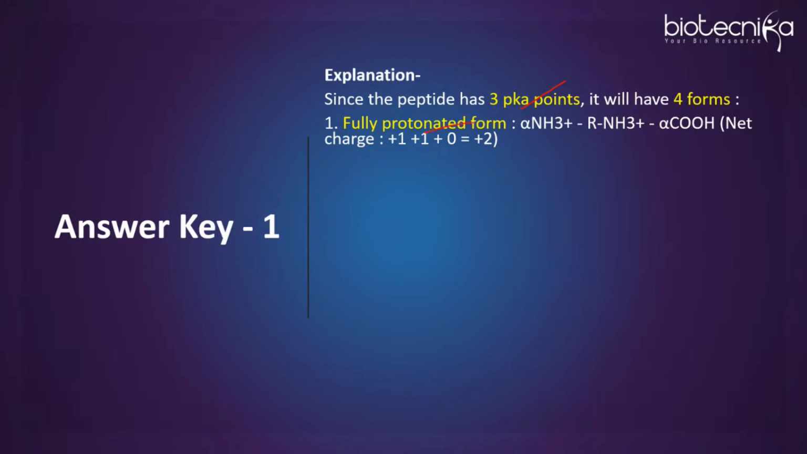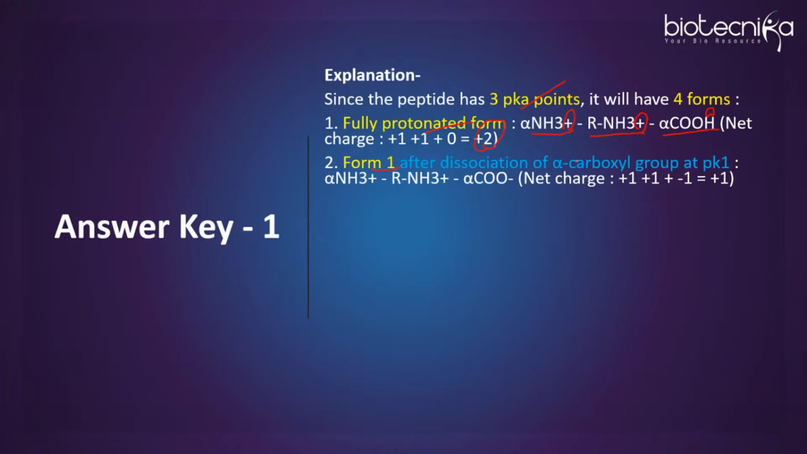So one is the fully protonated form, where NH3 plus alpha group is protonated, R group is protonated, alpha carboxyl group is also protonated. So what are the charges on them? Plus 1, 0. So total charge is plus 2. Then comes form 1 after alpha carboxyl group has dissociated. So from COOH group, it will become COO minus. So the charge from 0 will become minus 1. So total charge then will become plus 1.